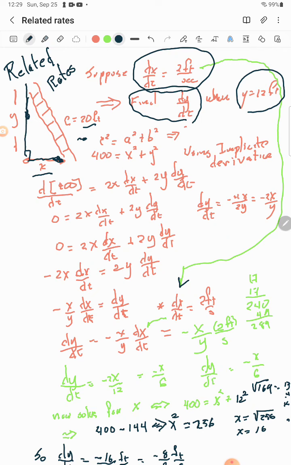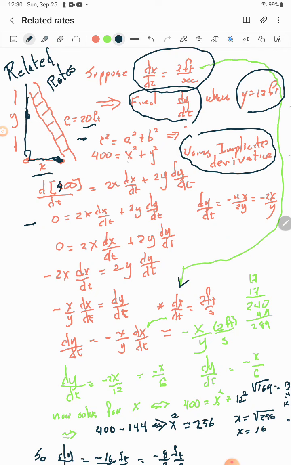So now I'm going to use what they call implicit differentiation, because remember we have x and y, but both of those in the background have a t, so it's a function of time. If I take the derivative of 400 with respect to time, well, that's a constant, so that goes to 0.